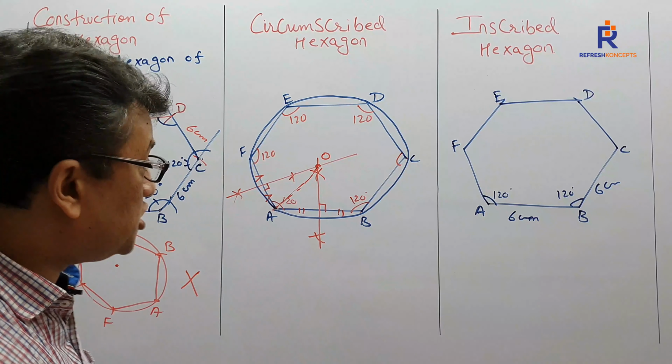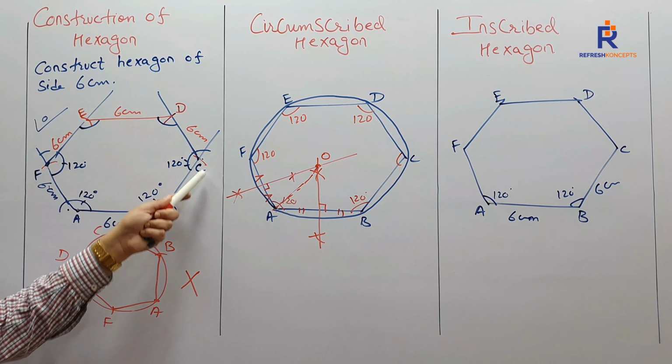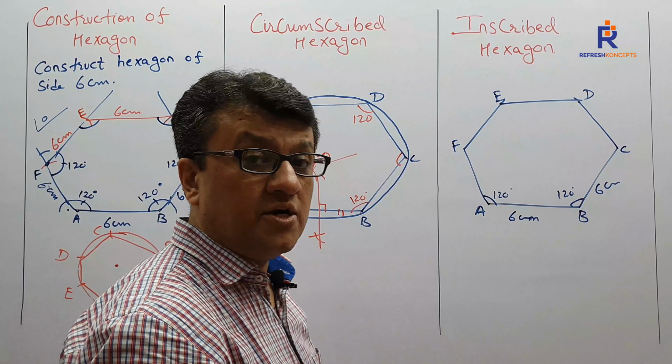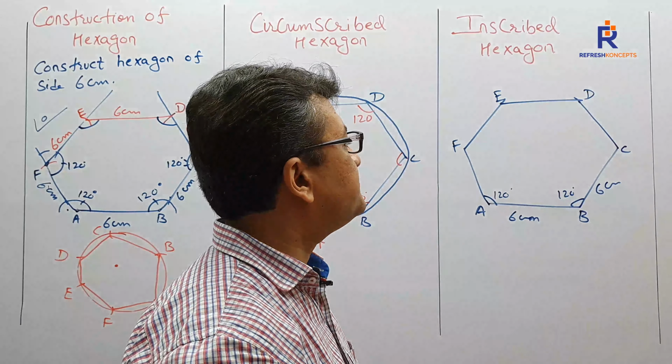An arc should be very much shown, visible to the examiner. This 120 arcs should be very much visible to the examiner. Don't go for reiterations of arc.